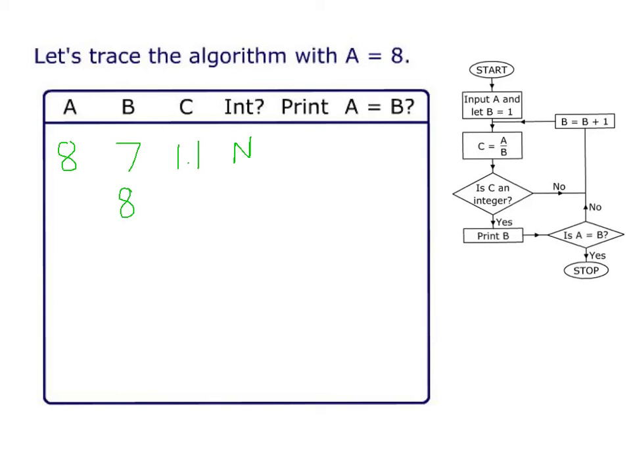b is now 8. c equals 1. c is an integer. So I'm going to print my value of b. Is a equal to b? The answer is now yes. And so I finally get to the end and I stop my algorithm.